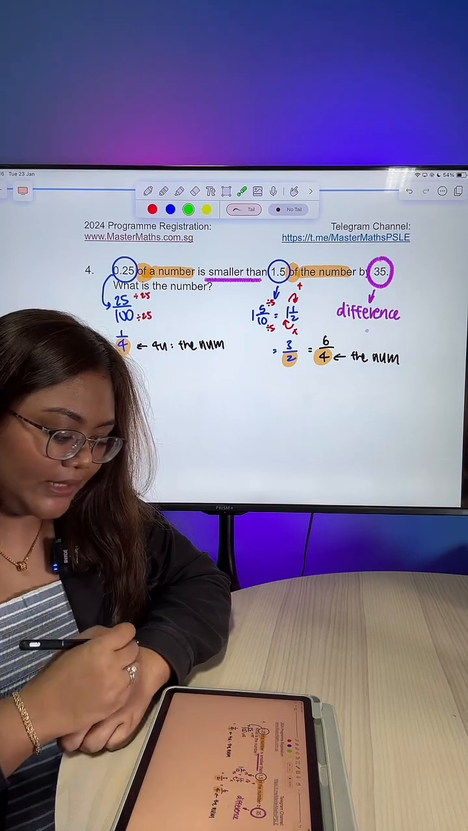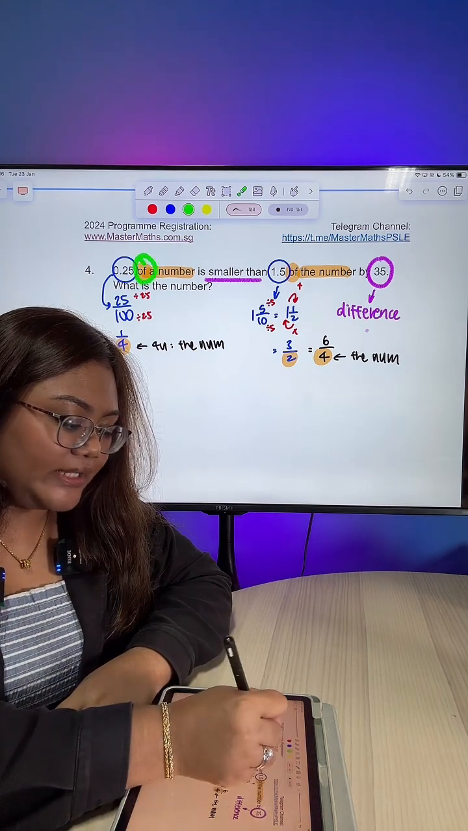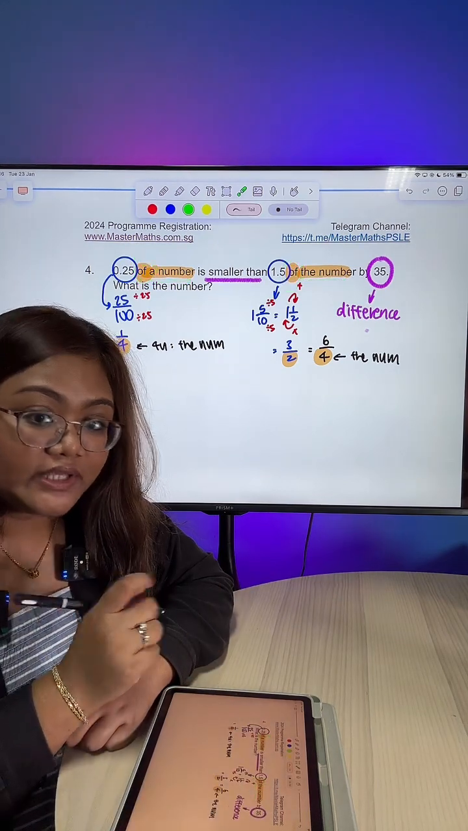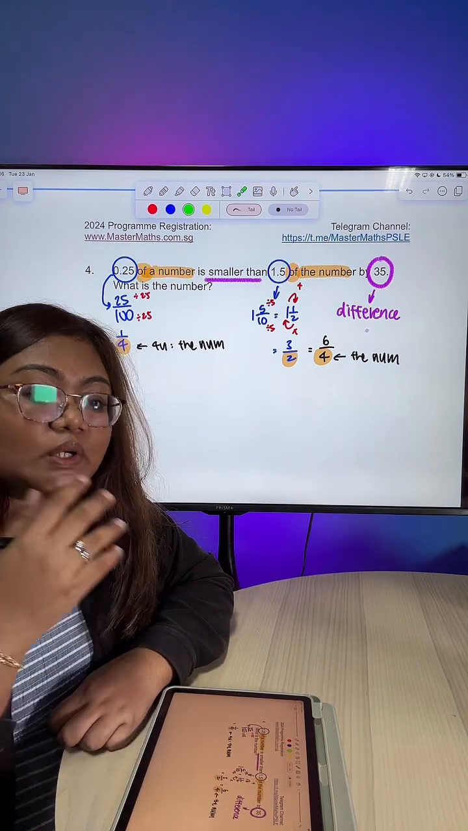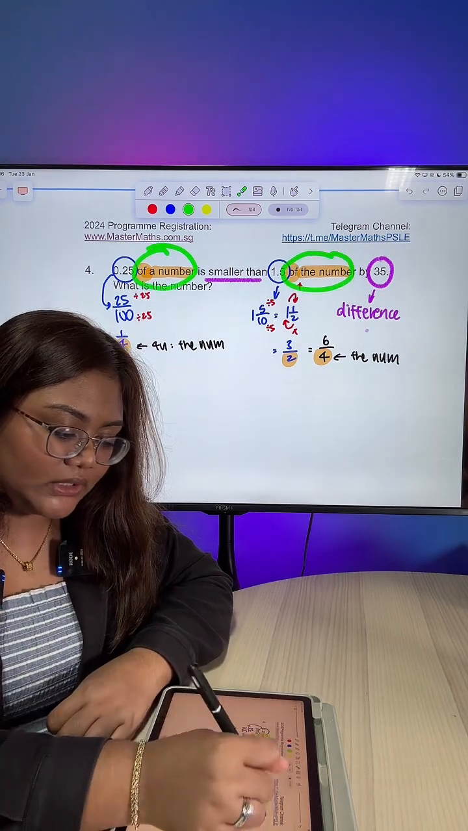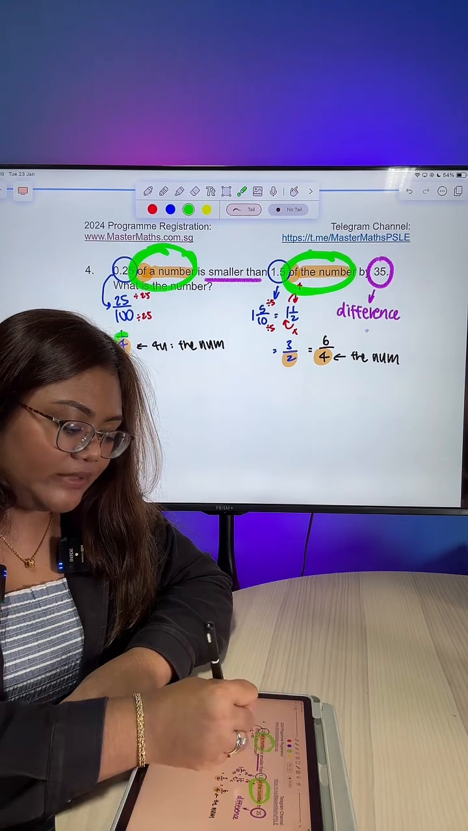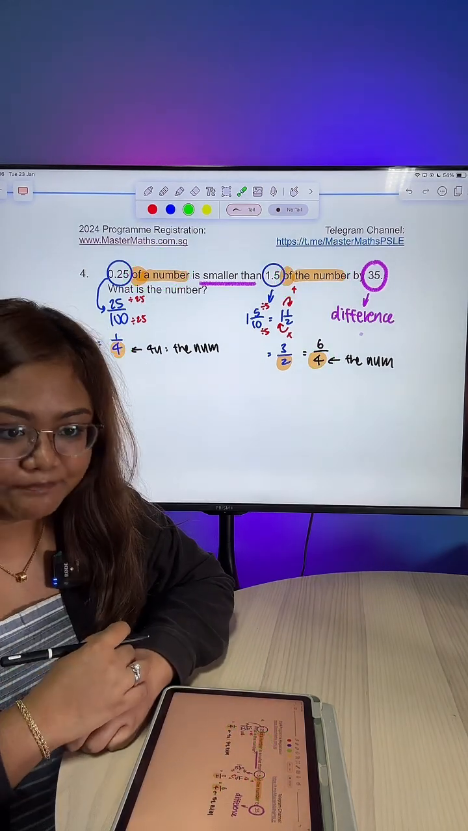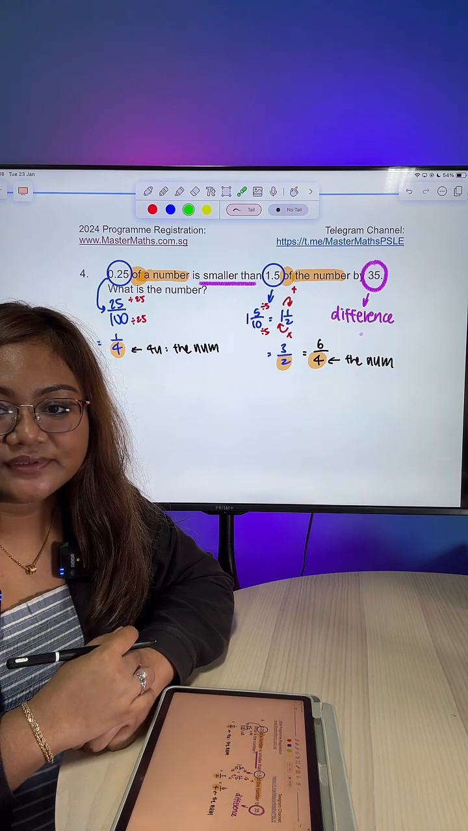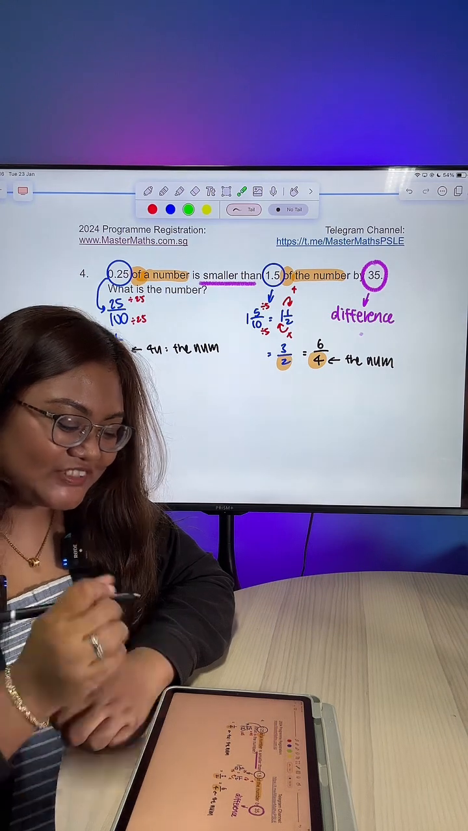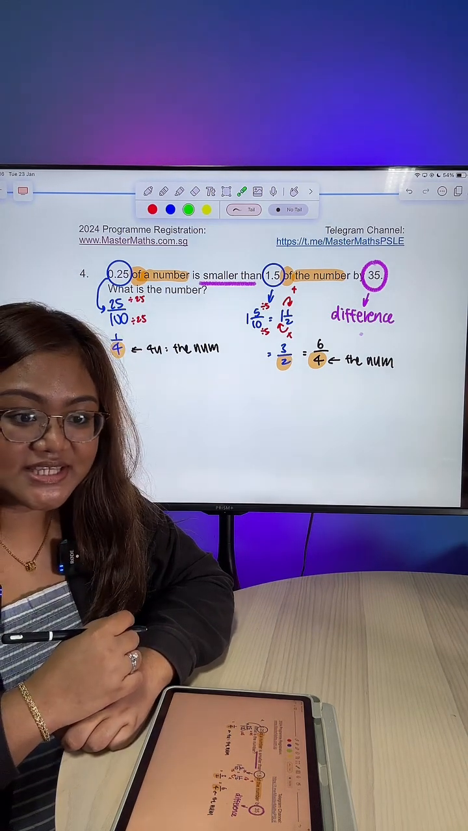Now, I'm going to repeat one more time. It says of a number, of the number. Basically, after the keyword "of" in a fraction is our denominator. Since they are referring to the same number, we make the denominators the same. Got it? Alright, so now I know the number is 4 units. So far so good?